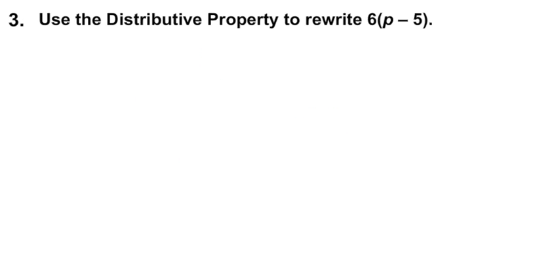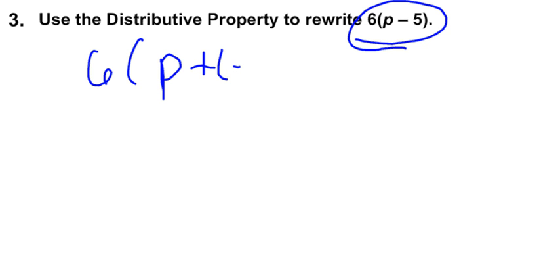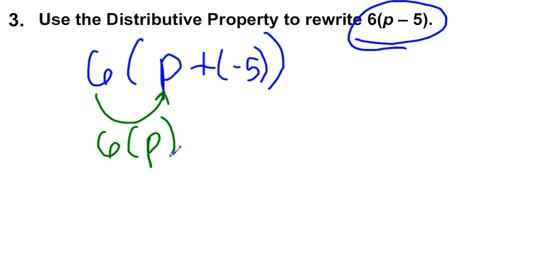Here's another example. Use the distributive property to write 6 times the quantity p minus 5. Again, I want to make sure that in this example we have a subtraction sentence, so we want to rewrite it as an addition sentence. So I'm going to write it as 6 times the quantity p plus negative 5. Okay, so now we're going to distribute our 6. So 6 times p. The operation is now addition, and now we're multiplying 6 times negative 5.